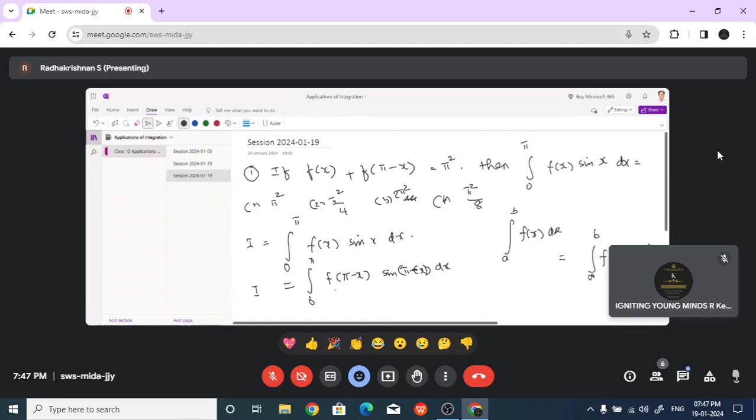So that's what we have applied here, right? In I equals the integral from 0 to pi, you put x equal to a plus b minus x, that is pi minus x. So that is what you have done. Okay, so now what is the next step?